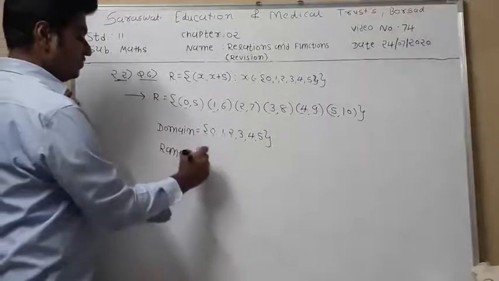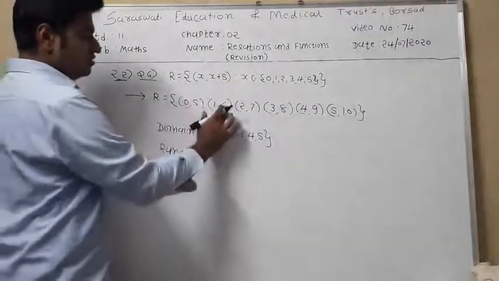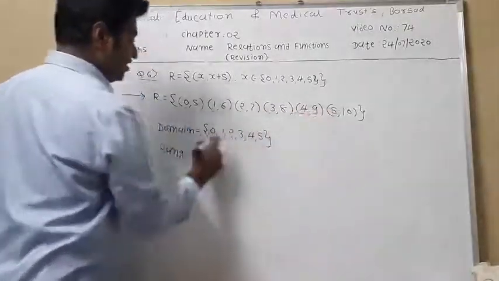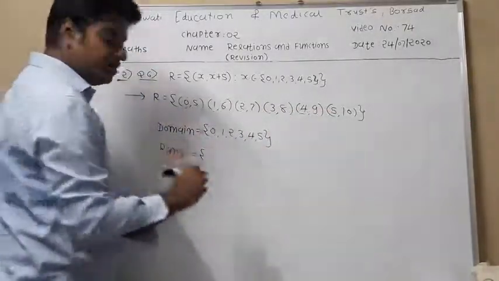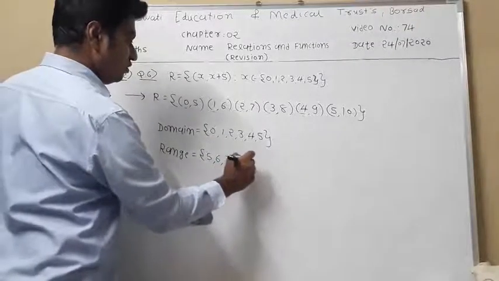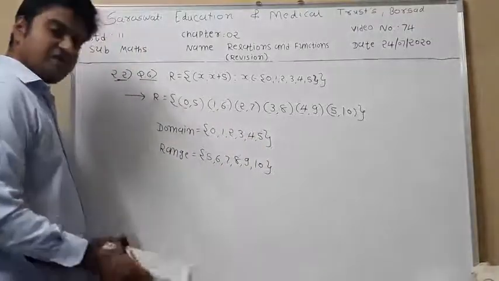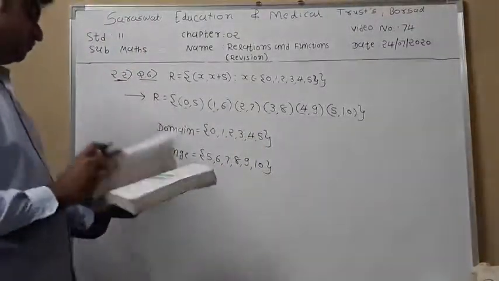So range means the second position is our range, that means 5, 6, 7, 8, 9, 10. So this position is our range. So here write {5, 6, 7, 8, 9, 10}. Set over. Clear? Next question.